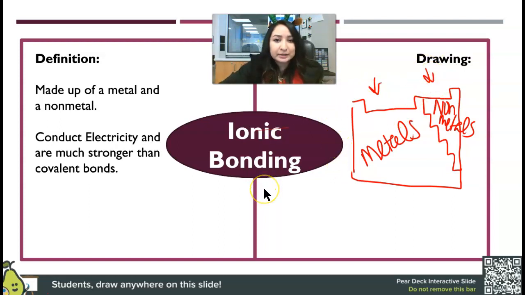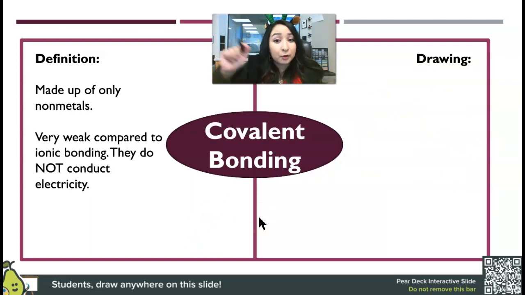The main reason is that the nonmetals really want extra electrons because they're highly electronegative, and the metals don't need that valence electron, so they'll end up giving it away. They'll give it away, not share. They'll steal it. Covalent bonds are made up of two nonmetals, they're very weak compared to ionic bonds, and they do not conduct electricity.